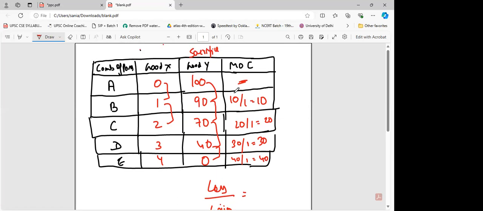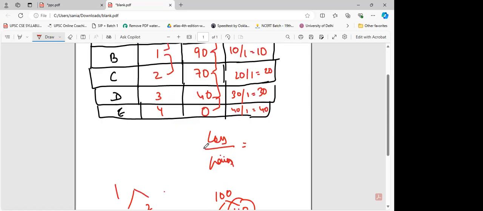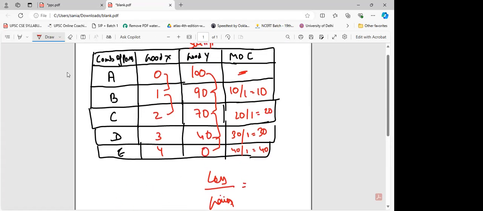So this is how you calculate MOC. You would have good X, you would have good Y. You will calculate MOC. Clear? Okay, so you can draw this table, and over here for MOC, you can write loss divided by gain. This is the formula, or you can remember that one also. Units of one good sacrificed in order to produce another good. Quickly write it down, then I will give you a few questions and you will find MOC for me. Clear?